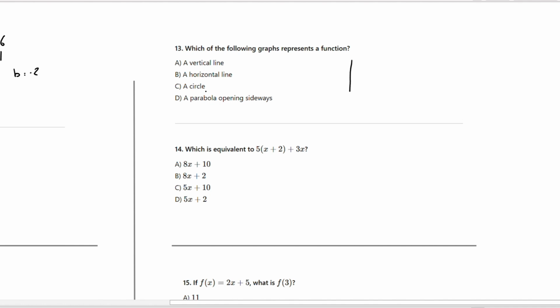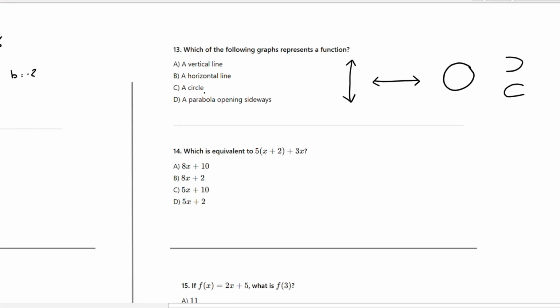You could have a vertical line, which goes continuously either way, a horizontal line, which goes continuously east or west, a circle, or a parabola opening sideways. It could open to the left or to the right. So to be a function, the graph must pass the vertical line test. The vertical line test is when you draw a line through the function and it only hits a point once. It must only hit the graph once.